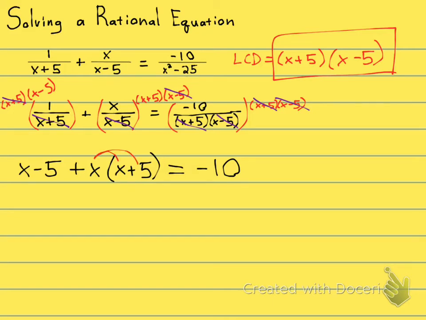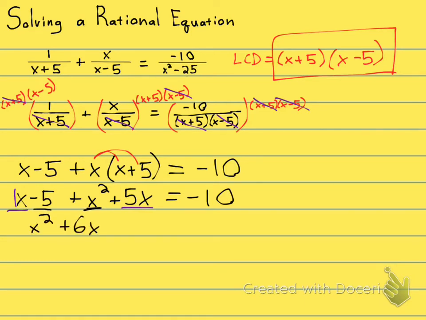Step one, distribute. x minus 5 plus x times x is x squared plus x times 5 is 5x equals negative 10. Guess what kind of an equation this is? It is a quadratic equation. So, to solve a quadratic equation, I'm going to need to set it equal to 0. First, after I distribute it, I should combine these like terms. 1x plus 5x is going to give me 6x. So I will have x squared plus 6x minus 5 equals negative 10.